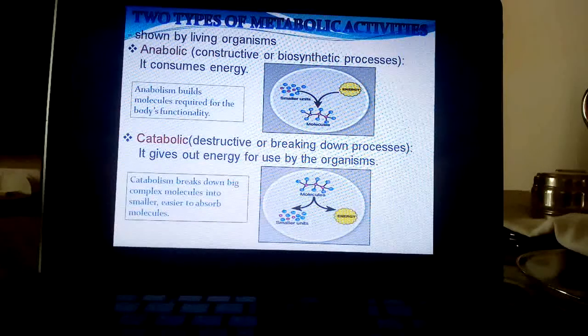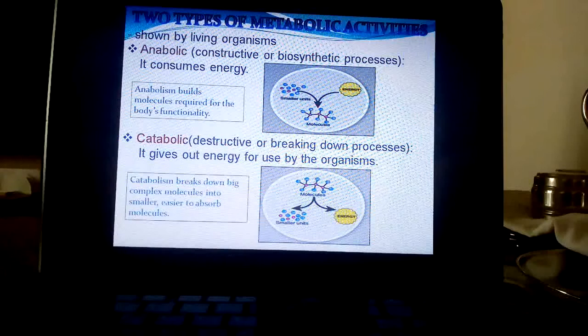Metabolism is the sum total of all chemical and energy changes taking place in a living organism. So metabolism occurs in two groups of processes. Number one, anabolism, the sum total of life processes resulting in the building up of the living substances or protoplasm. That means anabolic processes are constructive biosynthetic processes which consume energy.